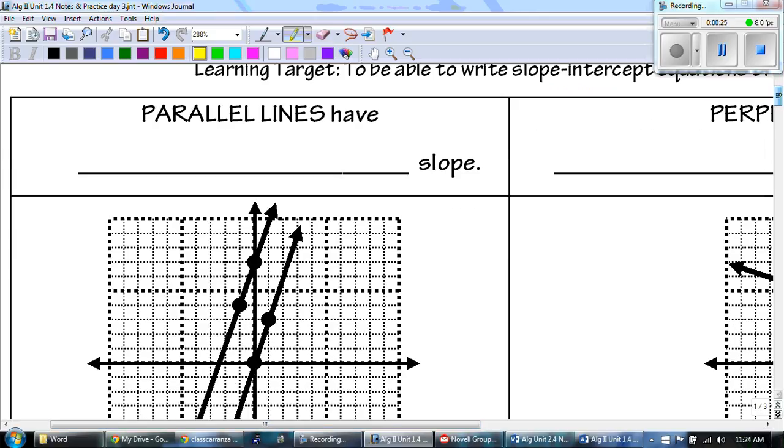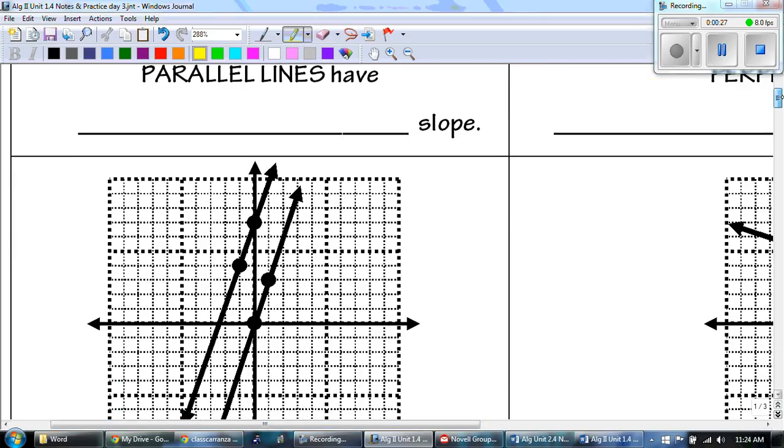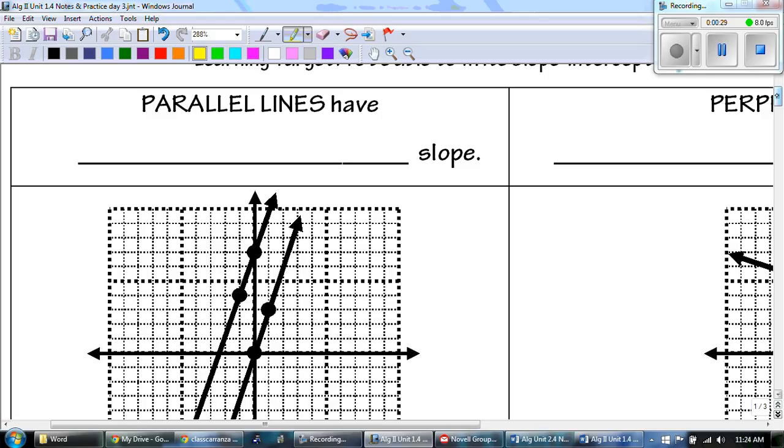Parallel lines have blank slope. Do you know what that word is? Well, they have the same slope. And you might be like, Mr. Grice, you are full of it. I don't think that's true at all. Well, let's take a look.